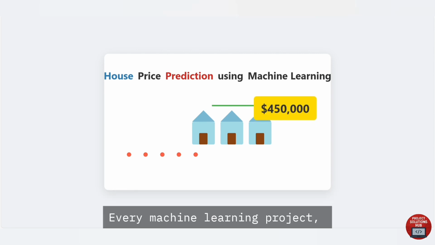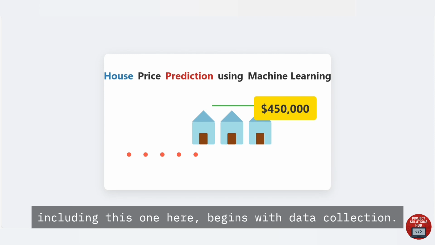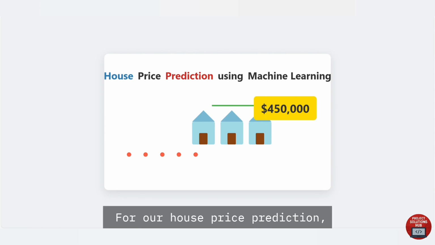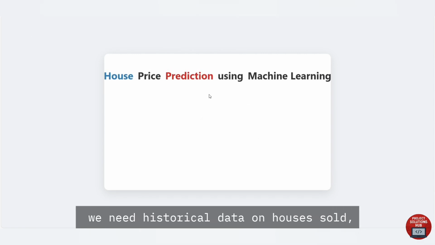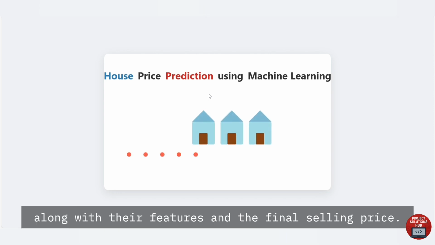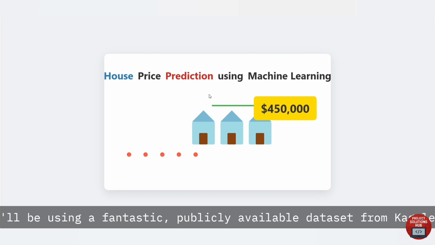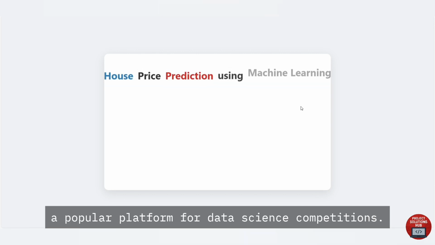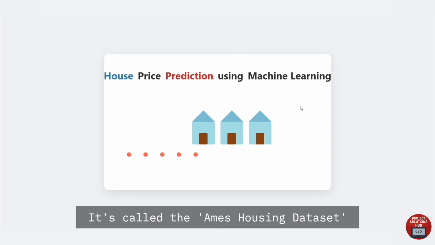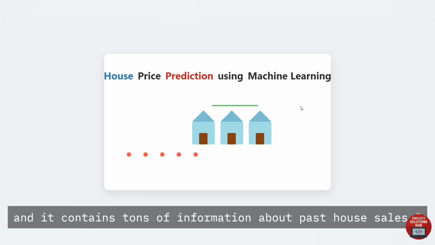Every machine learning project, including this one here, begins with data collection. For our house price prediction, we need historical data on houses sold, along with their features and the final selling price. We'll be using a fantastic, publicly available dataset from Kaggle, a popular platform for data science competitions. It's called the Ames Housing Dataset, and it contains tons of information about past house sales.